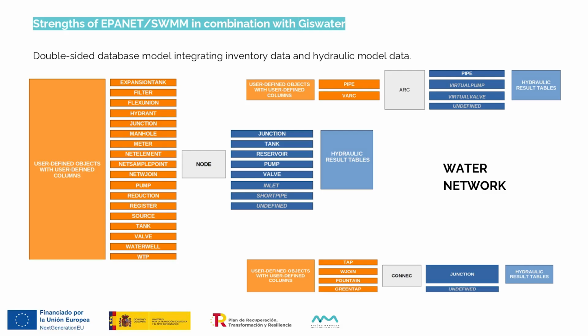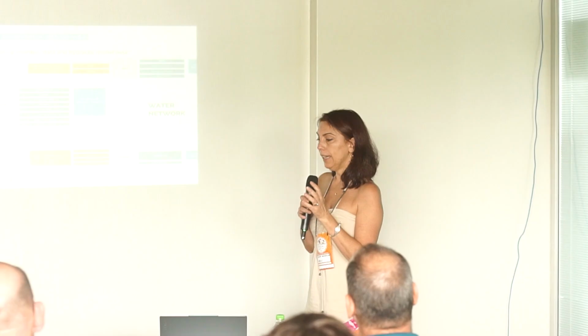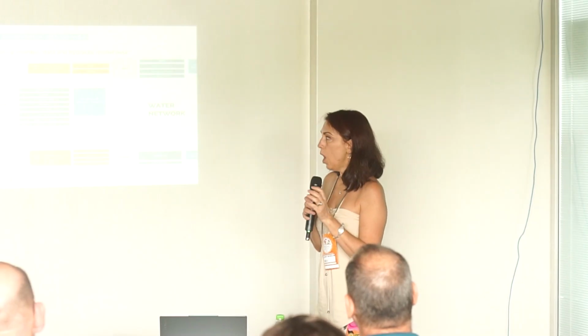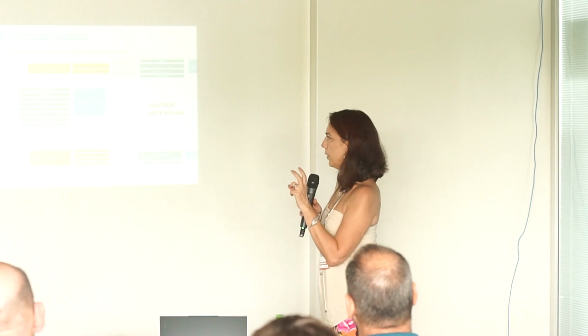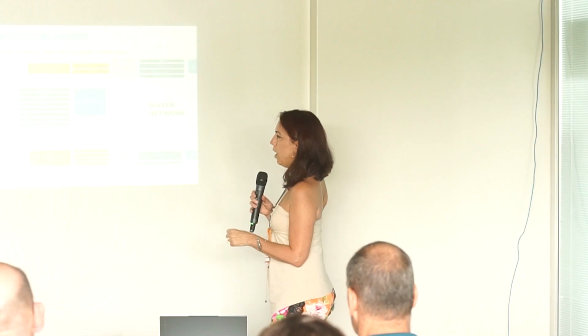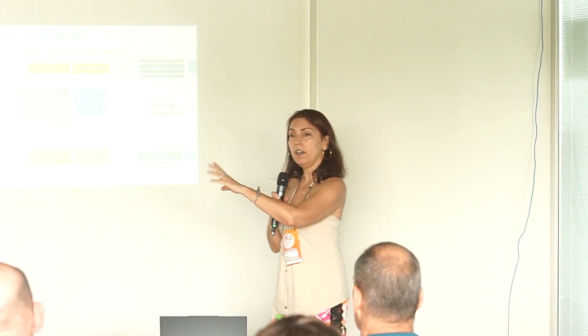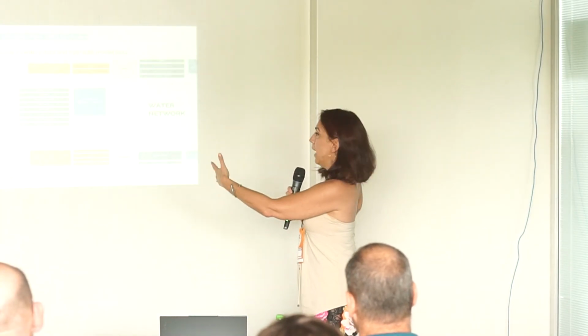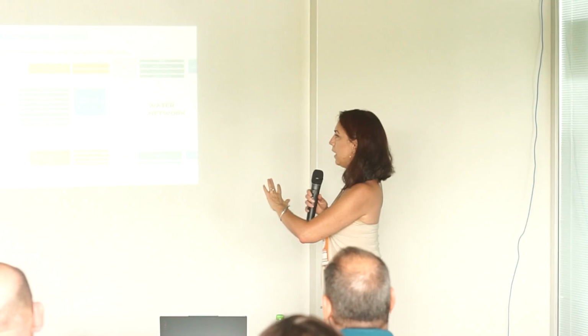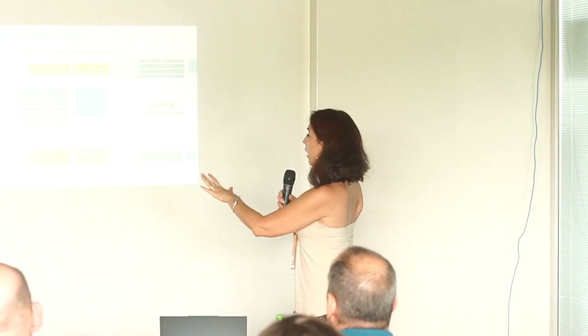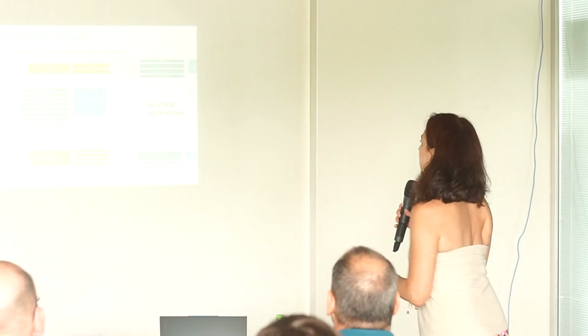So, for instance, and we will start with the first strength, in Giswater there is this duality of the same information. From the criteria of the inventory, what is orange? It's the inventory world, and what is blue? It's the hydraulic world. So in the inventory world, for a node, I don't know if you can see. It's impossible to read.